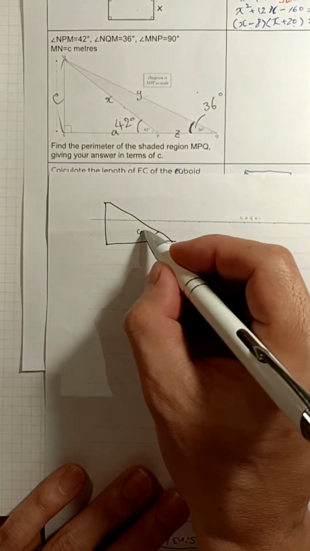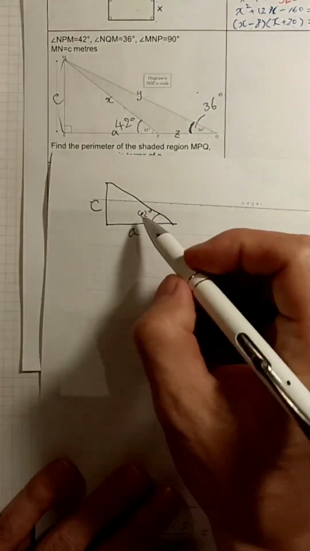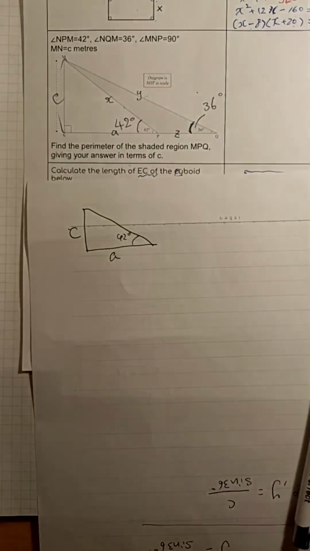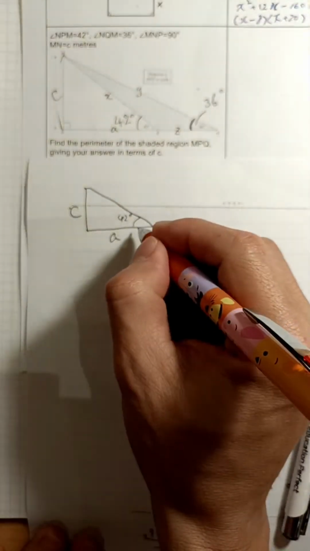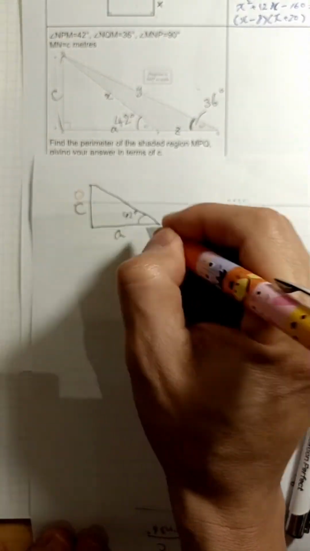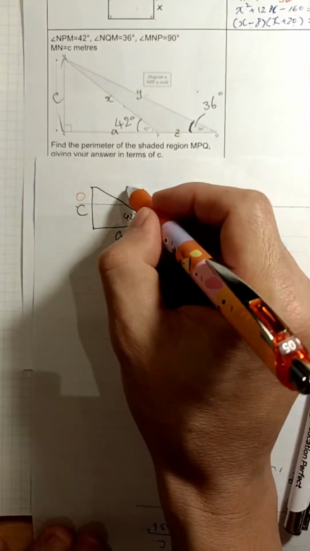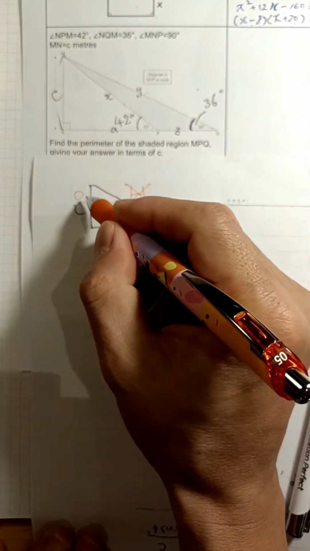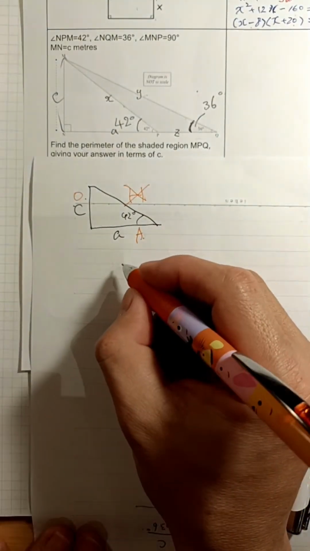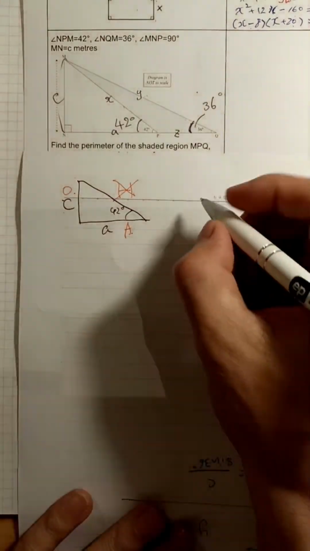This is 42, and then this is A, and this is C. To figure out the length of A, we are doing SOHCAHTOA. This is O, A, H. And then this is empty, so we cross out H. We are using TOA.